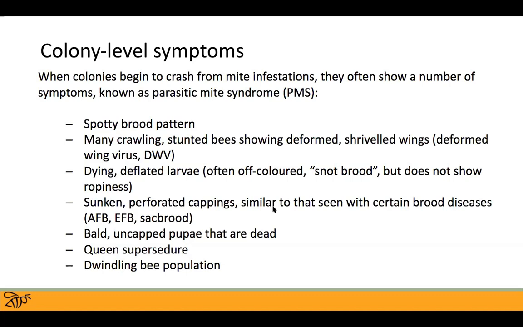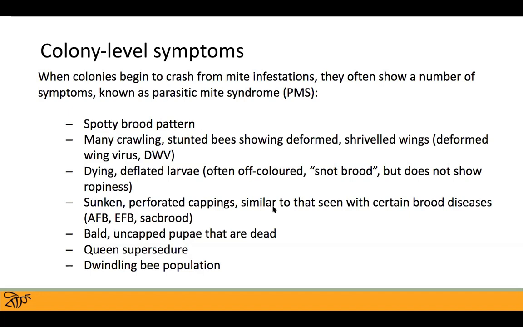Another thing that you can see is bald, uncapped pupae that are dead. If you've ever seen bald pupae as a result of wax moths, when you have wax moth larvae tunneling through the combs, this can also cause pupae to be uncapped, and you'll see their little faces poking out, and you're not supposed to see that. They should be under the cappings. So if it's wax moth, then the pupae that are uncapped will still look pretty healthy, and you'll also see them close to the silky webbing that wax moth larvae leave behind. But in the case of PMS, the pupae will look unhealthy.